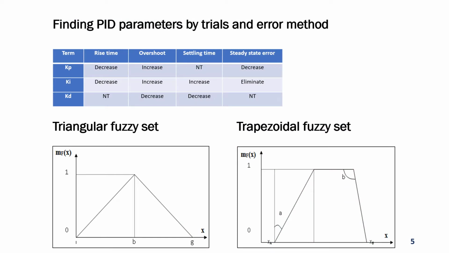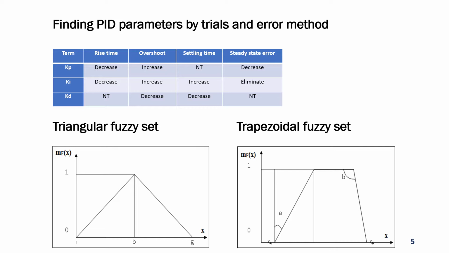This is the table about how PID parameters affect the response. This method is also called the trial and error method, and we can use it for finding PID parameters. For example, when we increase Kp, the proportional gain, we can decrease the rising time, the overshoot will increase, and the steady state error will decrease.